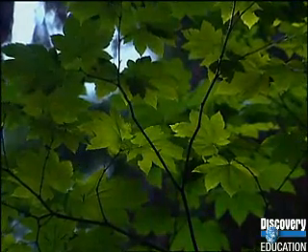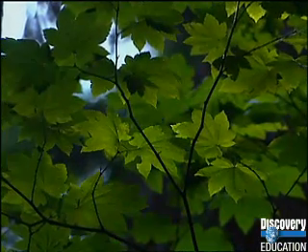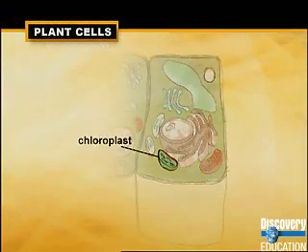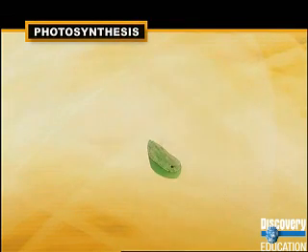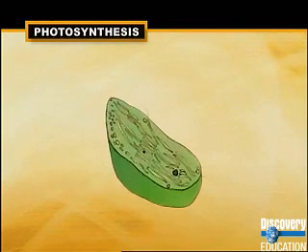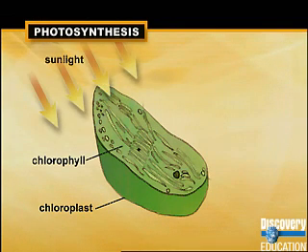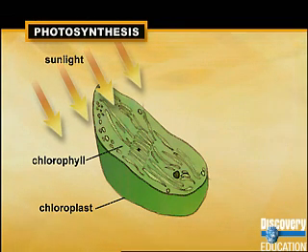Plants are constantly removing carbon dioxide from the air and converting it to food. Green plant cells contain unique organelles called chloroplasts. This is where photosynthesis occurs. Chloroplasts contain the green pigment chlorophyll, which absorbs sunlight to fuel photosynthesis.